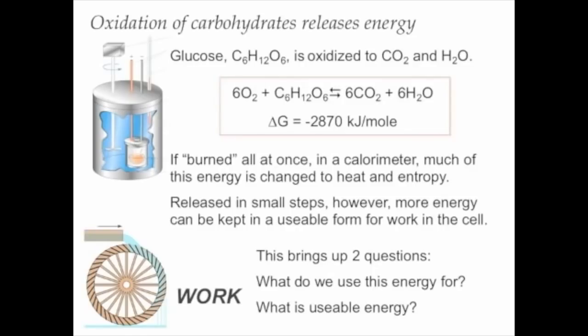If burned all at once in a calorimeter, much of this energy is changed to heat and entropy. But if it's released in small steps, however, more energy can be kept in a usable form for work in the cell. And that's what we do. We release a little bit of energy at a time as we break down biomolecules to make energy. This brings up two questions. What do we use this energy for? And what is usable energy?